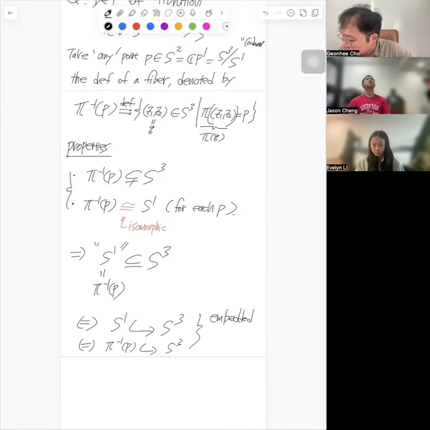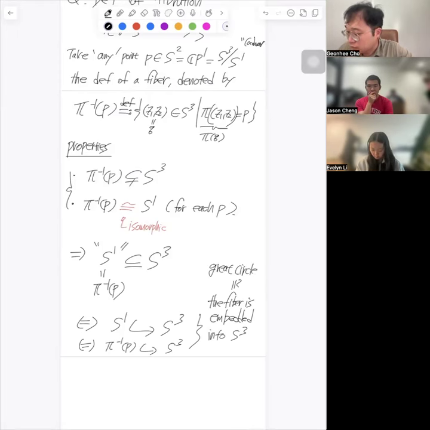You can say the fiber is embedded into S3. And this fiber is isomorphic to the great circle. So you can therefore say that the great circle is embedded into S3 from the orbit. Is that okay with you?